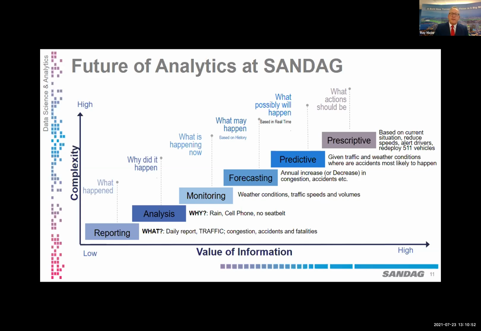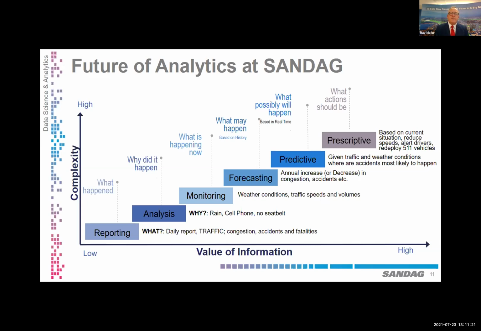Predictive analytics talks about the possibility of what will happen. Given certain traffic conditions, for instance, if we know that it's going to rain and we know where accidents are most likely based upon the analysis that we've done, we can start to make decisions in real time, for instance using the changeable signs on the freeways. We can ask people to slow down.